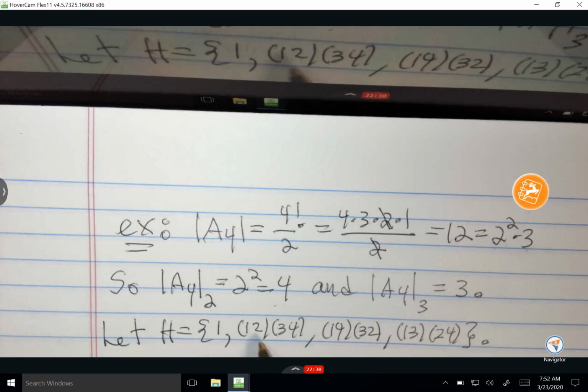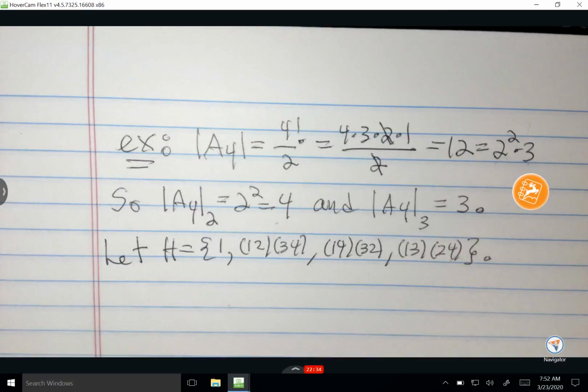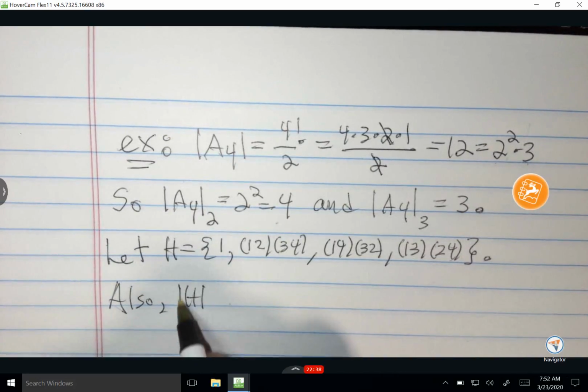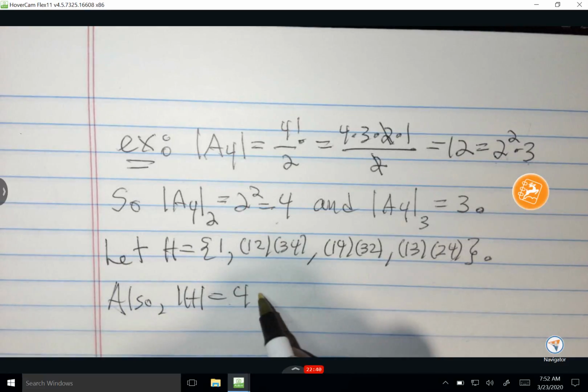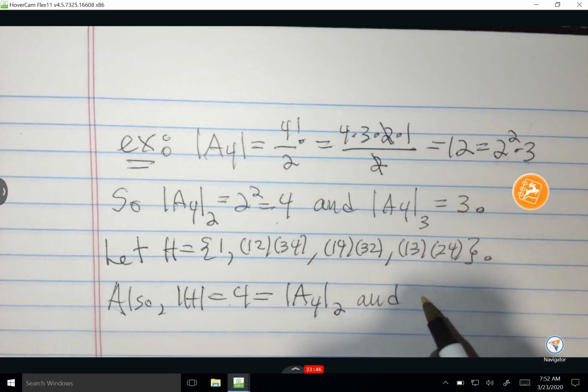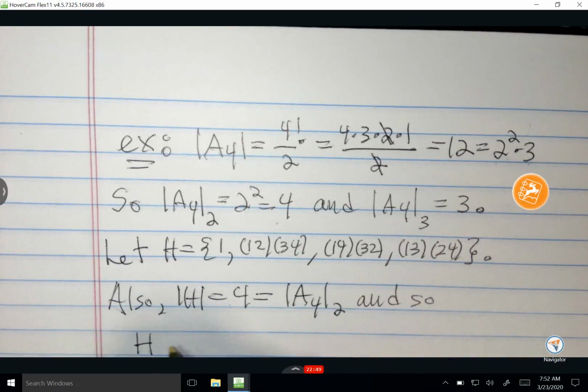And so it's a subgroup of A4, and you can see it's composed of just even permutations. You can see it has order 4. Let's say that. Also, the order of H is 4, which is the 2nd part of A4. And so H is a Sylow 2 subgroup of A4. And we found one.